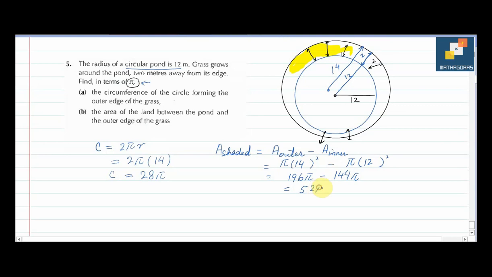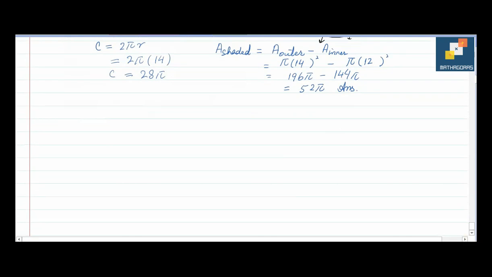And that is your answer, because the question says give your answer in terms of pi, so that is 52 pi answer. Now moving on to the next question, that is question number 6. It's from the same book.